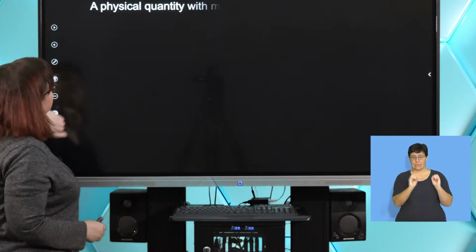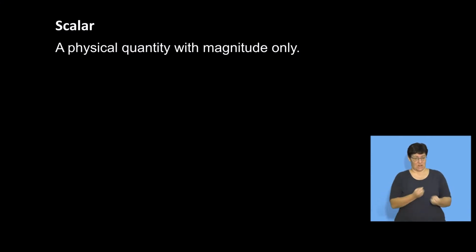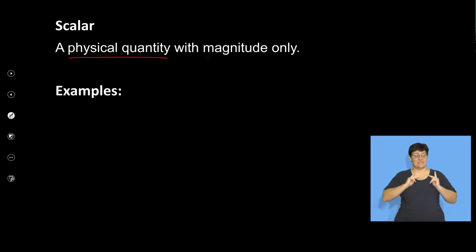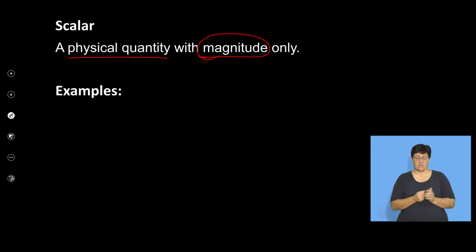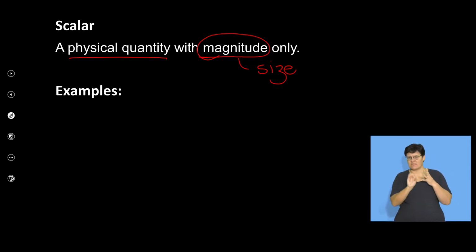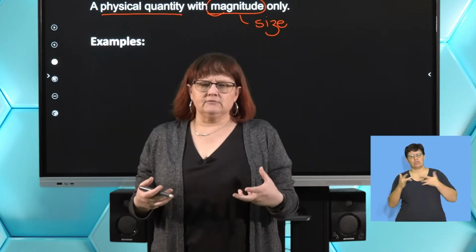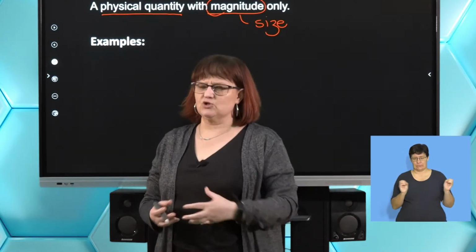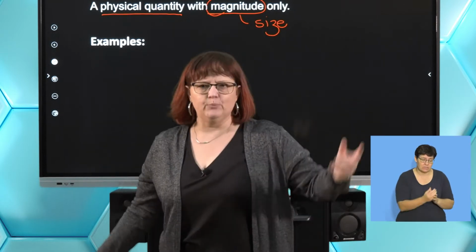When we define it, it's a physical quantity, so that's an important part here. Physical quantity, magnitude only, that means size. So we describe how big it is. And there's lots of scalars. These are all things where we don't worry about direction. We never describe it as going forwards or backwards or up or down.